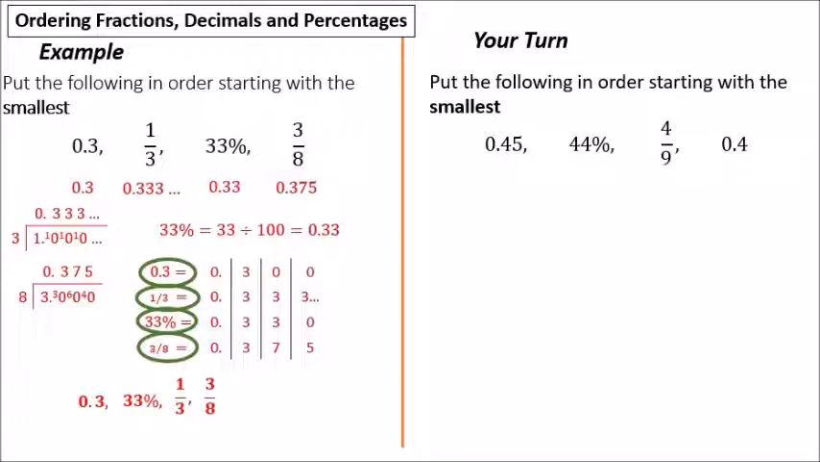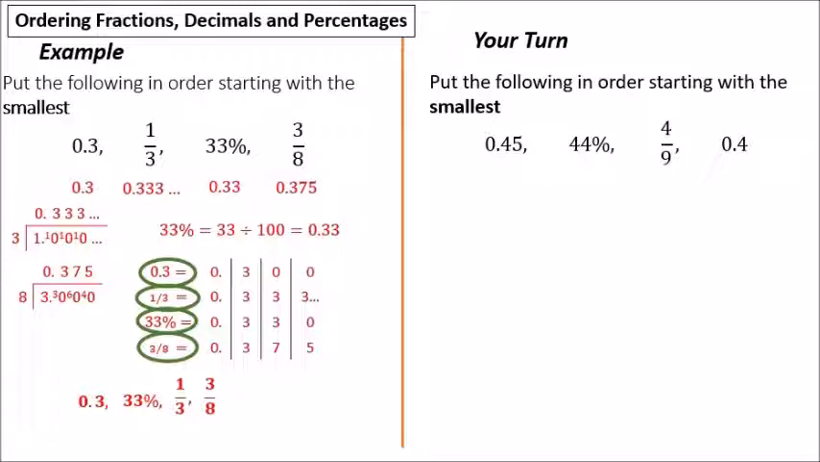And I wrote 0.333 just to have at least 3 digits. Having 3 or more digits after the decimal point is a good idea when you're trying to order fractions, decimals and percentages when you convert from a fraction to a decimal. That way you can compare with the other fractions and decimals more easily. 33%, well, to get that to a decimal, if you recall, we divide by 100, and to get 3/8 to a decimal, we did 3 divided by 8 using the bus stop method to get 0.375.